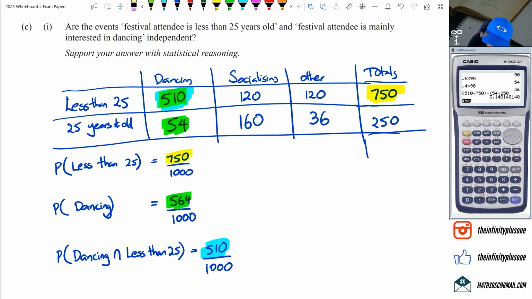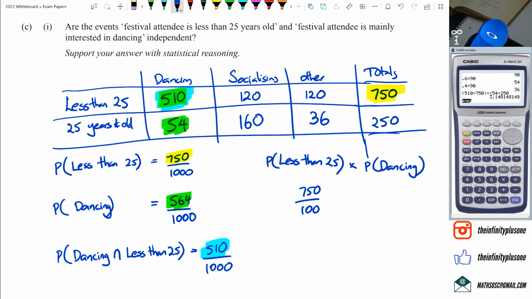So we're going to work out probability of less than 25 multiplied by probability of interested in dancing. That's going to be 750 over 1000 multiplied by 564 over 1000. We work this out as 750 divided by 1000 multiplied by 564 divided by 1000. That's going to give me 0.423.